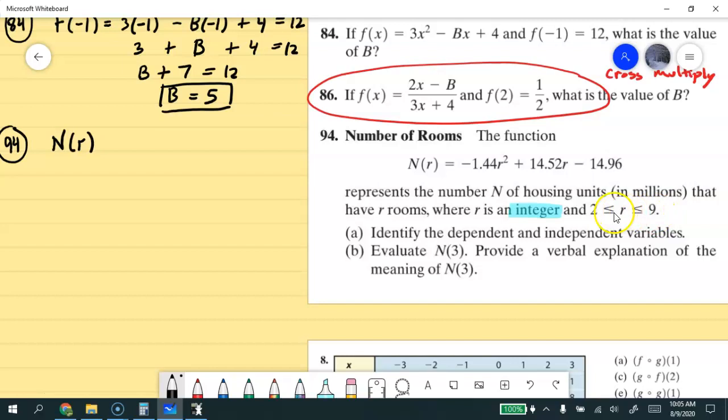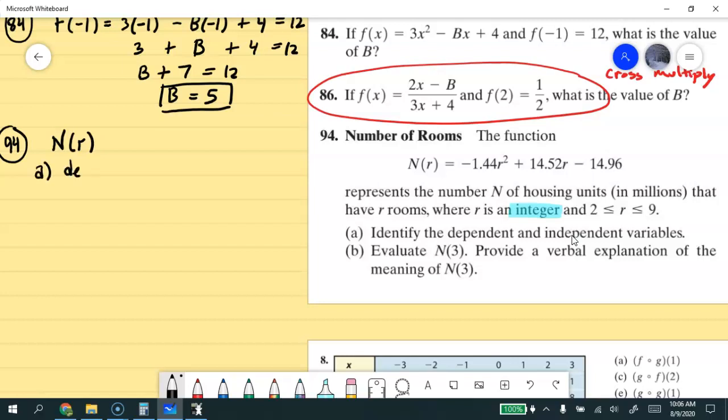Now, basically what this means is if you plug a number into this equation, right? If you plug in the value of 2, let's suppose, into this equation, it's going to tell you how many millions of housing units in America contain that many rooms. That's all that stands for. So letter A says identify the dependent and the independent variables. So let's go ahead and write this down.